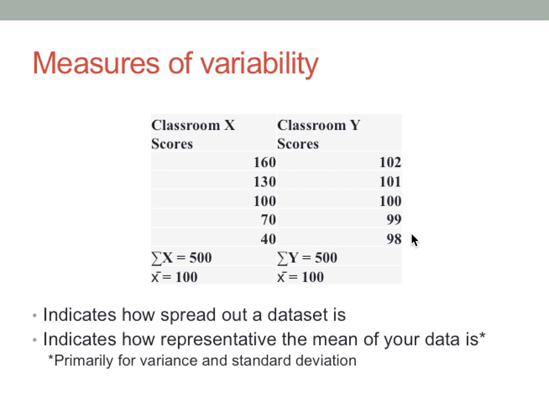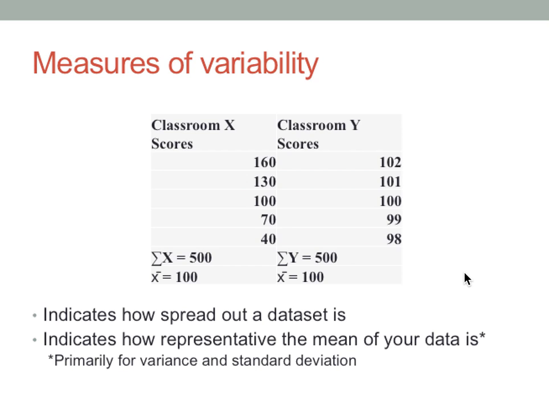Well, so far the tools you have are mean, median, and mode. So let's look. Well, the mean in this data set is 100, and the mean in this data set is 100. The median is also 100, the middle score in each of them. And the mode, well, there really isn't a mode because no score happens more frequently. So according to our measures of central tendency, these 2 classrooms are exactly the same. But are they really?